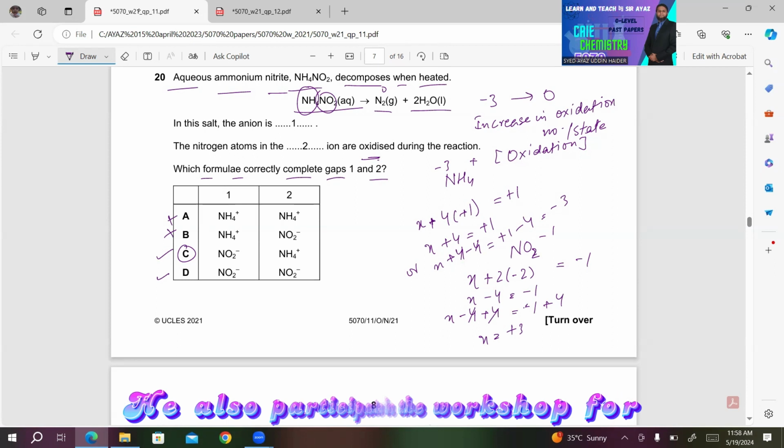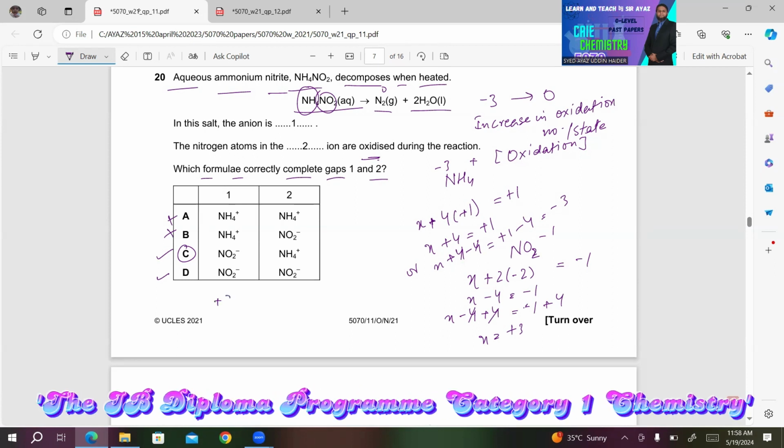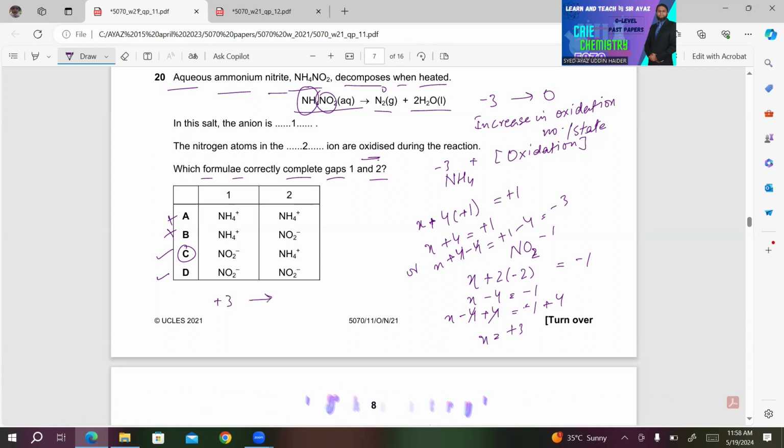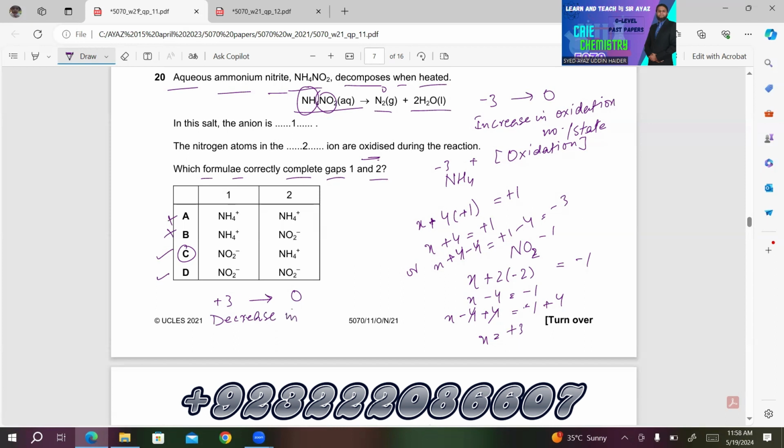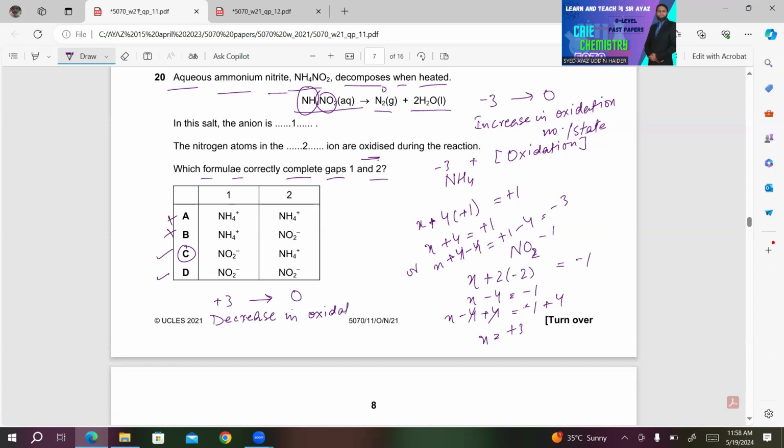So plus 3 charge to 0. Plus 3 to 0 means that there is a decrease in oxidation state or number, which is reduction. So choice D can't be the right answer. C must be the right answer for number 20.